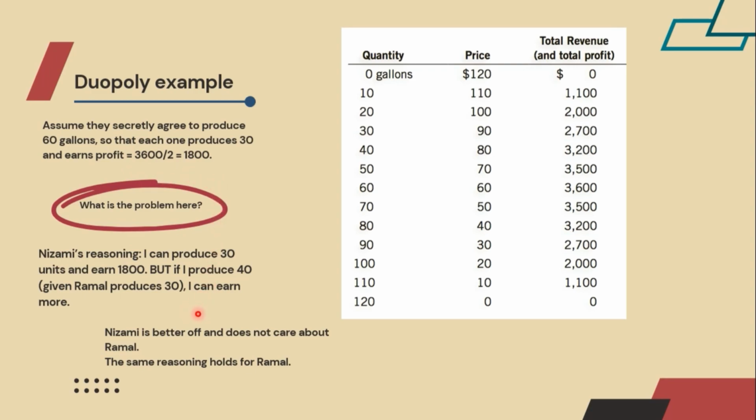Nizami's reasoning will be that I can produce 30 units and earn 1800, but if I produce 40 and Ramal still produces 30, I can earn more, and Ramal thinks the same. So both of them produce 40 gallons, which gives them a total of 80 gallons and decreases their total revenue from 3600 to 3200. This is the reason why oligopolies and duopolies struggle to produce at the maximum level of output and earn the most profit.